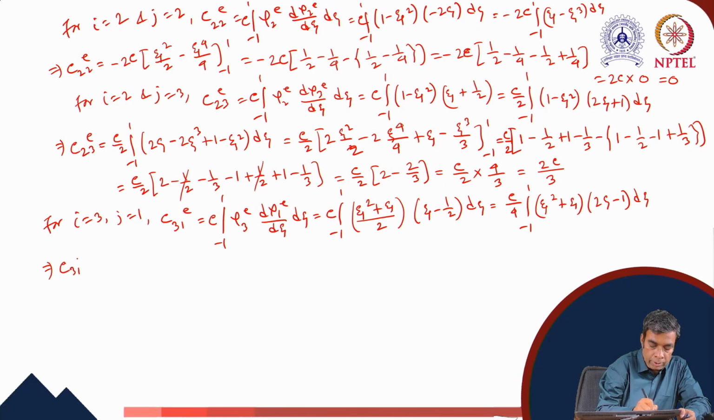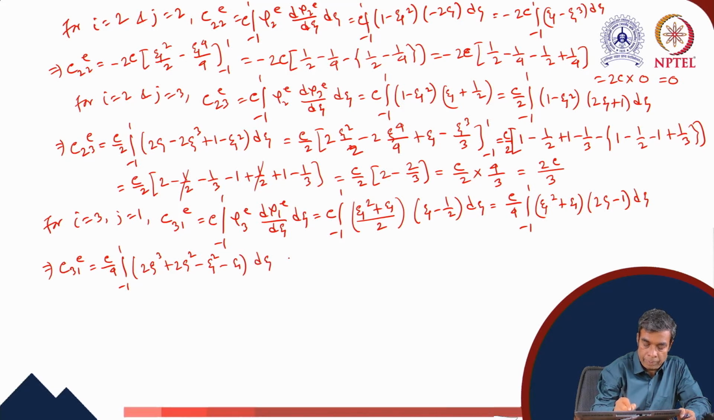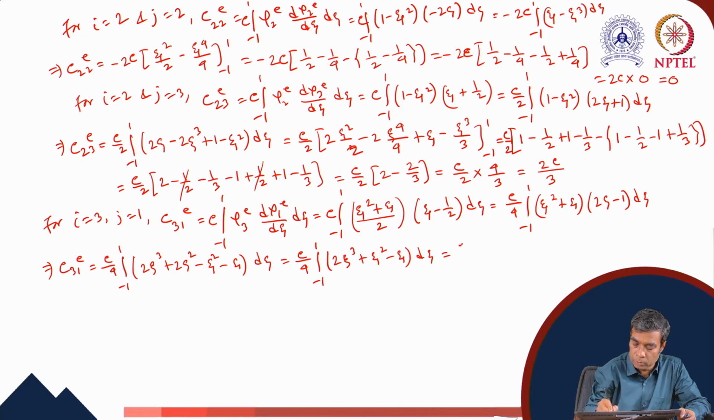This leads to C31e equals to c by 4 integration from minus 1 to 1 2 xi cube plus 2 xi square minus xi square minus xi d xi equals to c by 4 integration minus 1 to 1 2 xi cube plus xi square minus xi d xi equals to c by 4 into 2 xi to the power 4 by 4 plus xi cube by 3 minus xi square by 2 from minus 1 to 1.